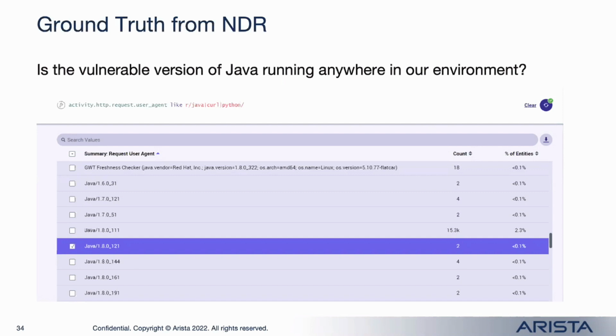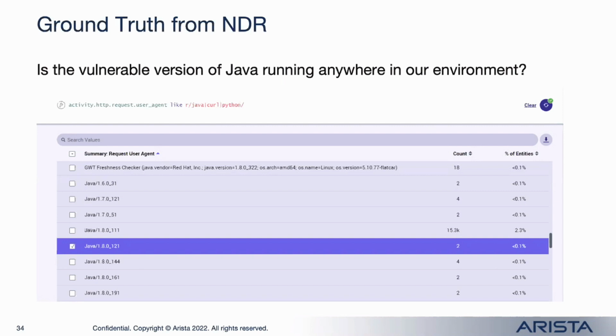In this case, the source device is making an HTTP request where the user agent string has one value, Java, curl, or Python, somewhere in the user agent string. We get all our activities back from a period of time, and then we're summarizing the results. In this case, we do see a device that's at least using this user agent, Java 1.8 update 121. At this point, we want to go investigate, this is vulnerable.